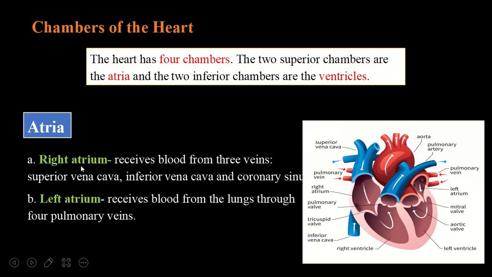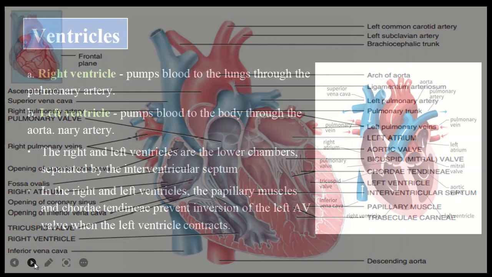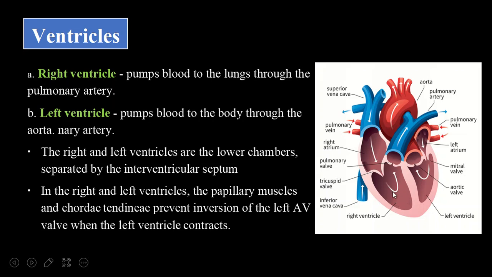So, I forgot to differentiate the right atrium and the left atrium. The difference between the right atrium and the left atrium is that the right atrium receives deoxygenated blood or oxygen-poor blood, while the left atrium receives oxygenated blood or oxygen-rich blood. So we also have the same difference between the right ventricle and the left ventricle. So the right ventricle pumps the deoxygenated blood and the left ventricle pumps oxygenated blood.